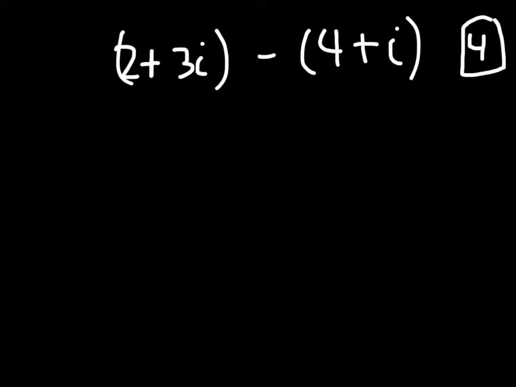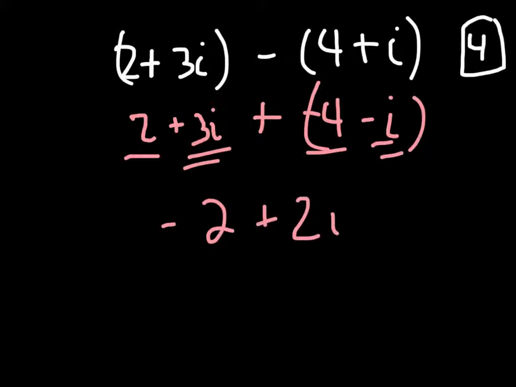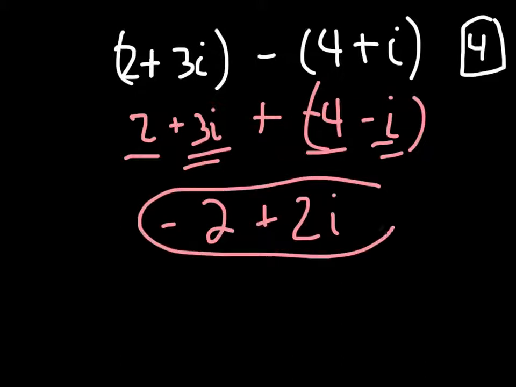You could also have an addition or subtraction of i stuff. I don't like to subtract. I always like to change it to plus. That means then the 4 becomes negative and the i becomes negative, like we did with x's a couple sections ago. And then you just add like terms. 2 and negative 4 is negative 2. 3i minus 1i is plus 2i. And there you have it.